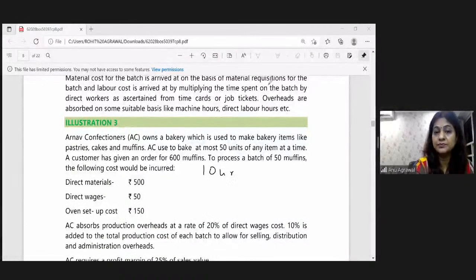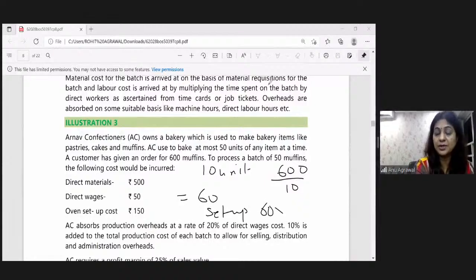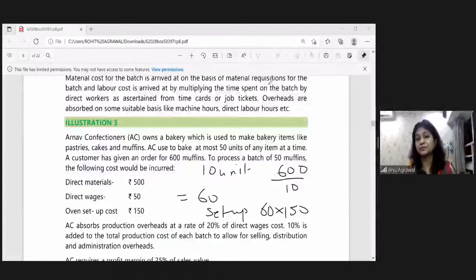But if I produce, let's say, 10 units, then for producing 600 units I'll have to set up the machine 60 times. So what will be my setup cost? My setup cost is going to be 60 into 150. This is going to be high. This is what ICAI is trying to explain to you.